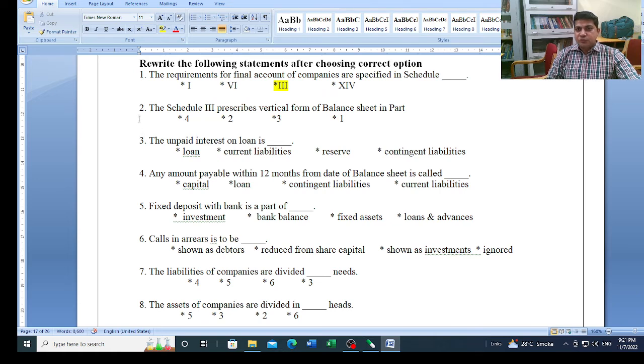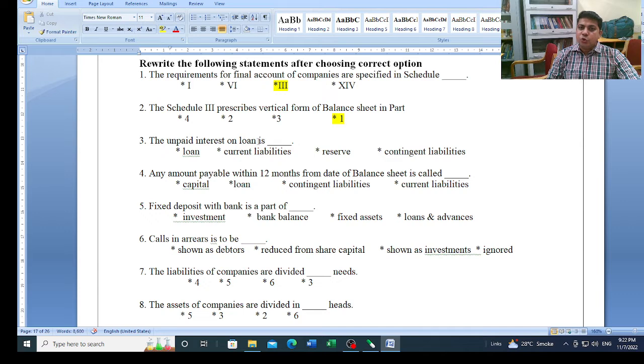Now the second question: Schedule 3 prescribes the vertical form of balance sheet in Part dash. Here the answer is Part 1. Schedule 3 prescribes the vertical form of balance sheet in Part 1. The balance sheet vertical format is available in Part 1.